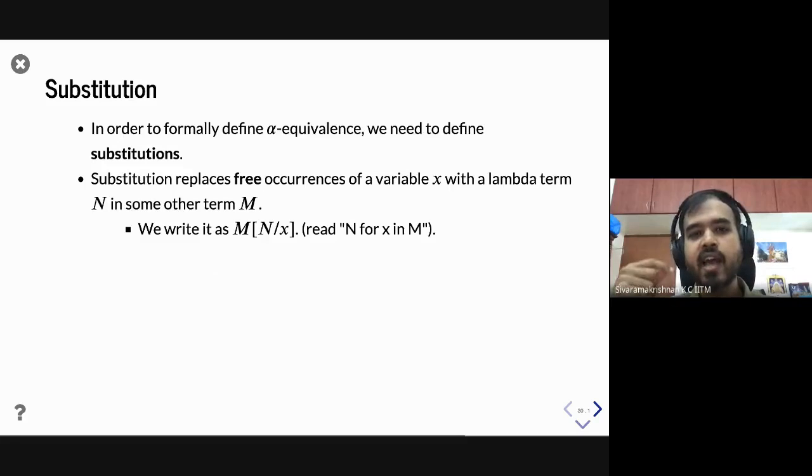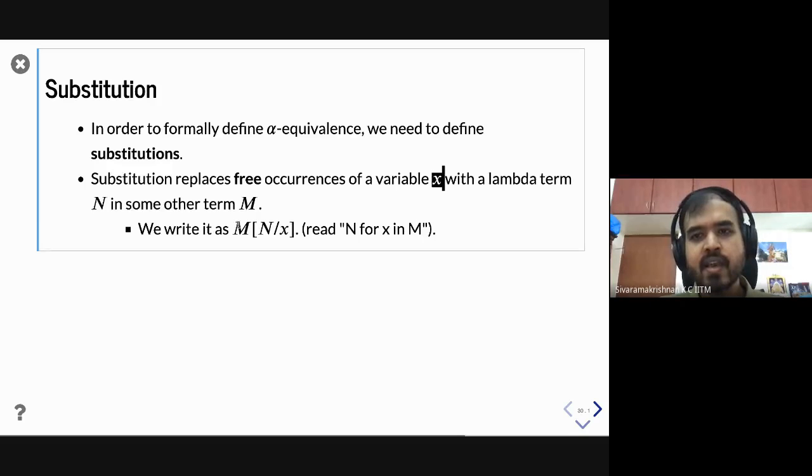And in fact, to define alpha equivalence, we need a definition of another concept, which is substitution, right? And substitution is intuitively understandable. What substitution does is it replaces all free occurrences of a variable, let's say the variable is x, with the lambda term n in another term m. So the idea here is I give you a term m. This has some uses of x's, but all of those x's are free. And what I'm writing here is in m.